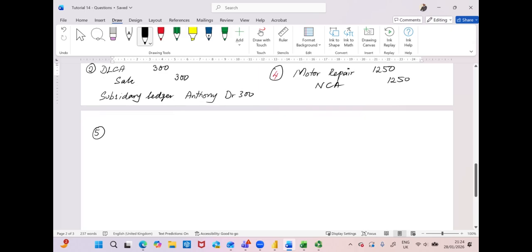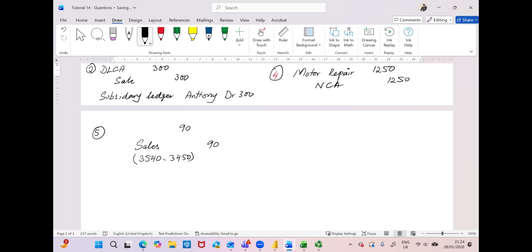So when we increase the sales, it is always credited. So sales will be credited by £90. Where is the 90 coming from? It is 3540 minus 3450. The difference is £90. So this will be credited. And therefore, we need to debit something.